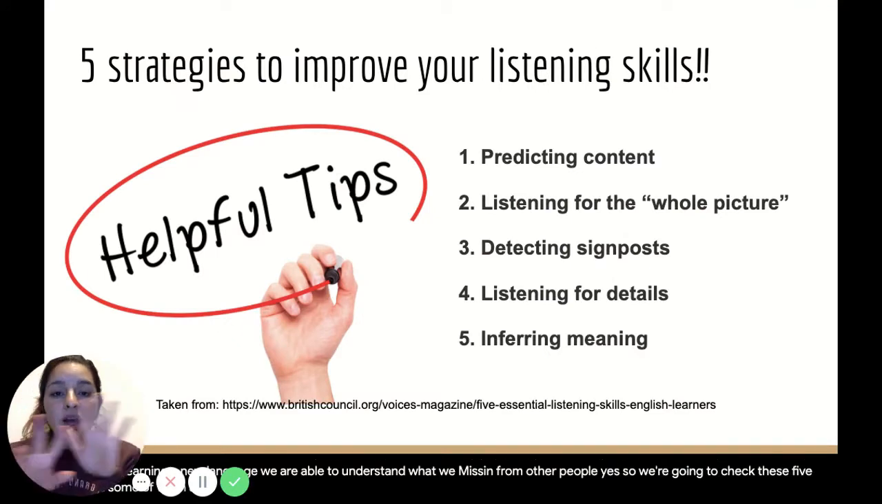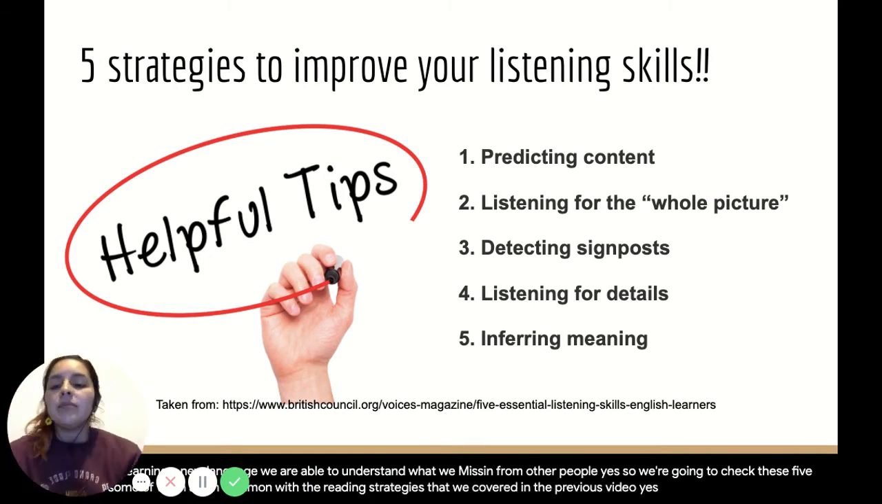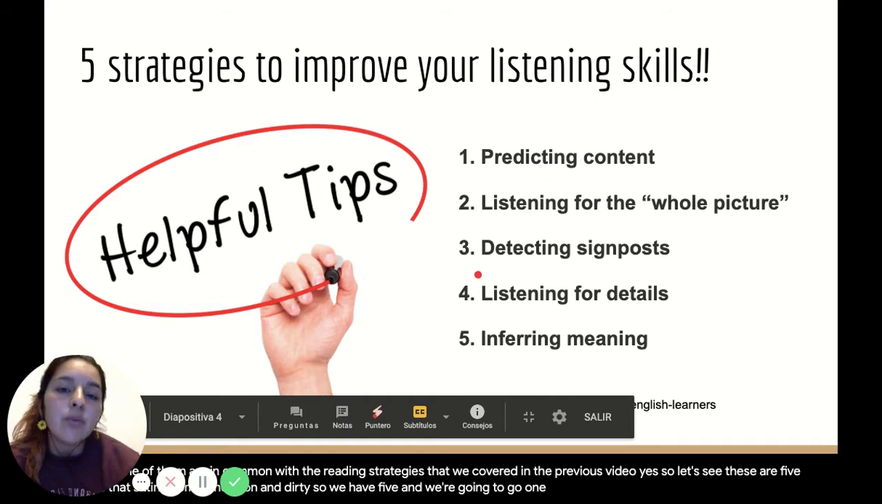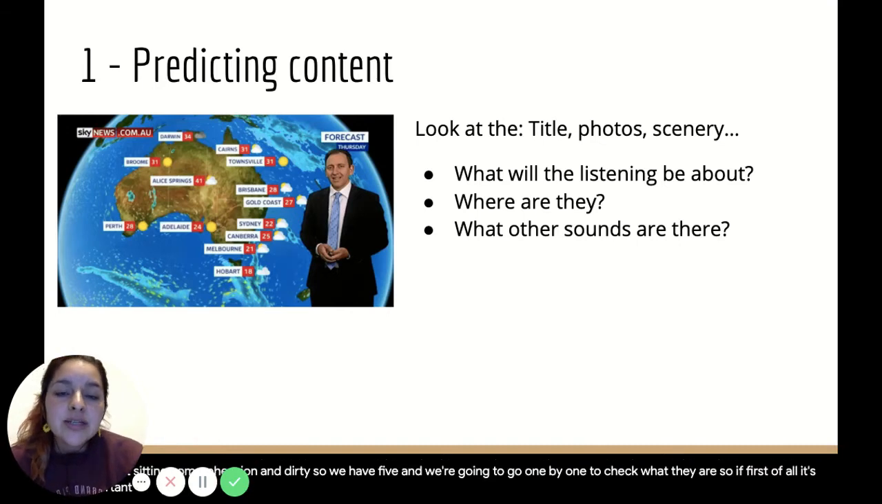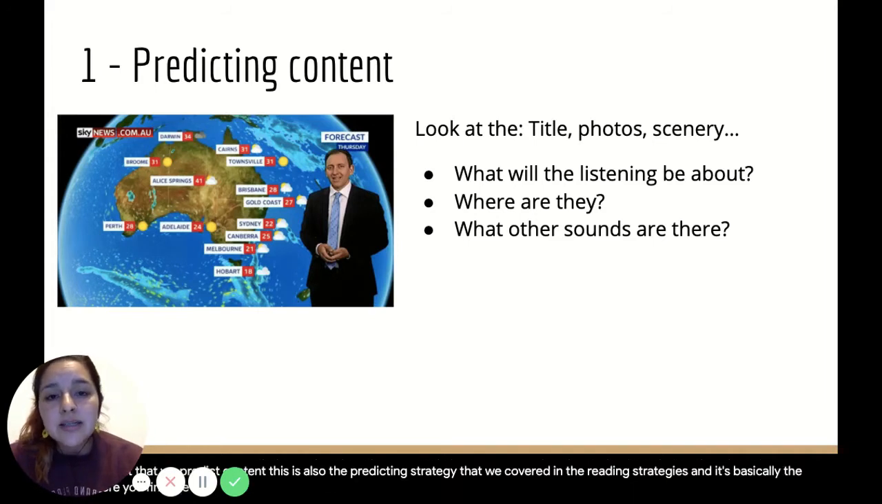So we're going to check these 5 strategies. Some of them are in common with the reading strategies that we covered in the previous video. These are 5 strategies that might be helpful for you in your listening comprehension journey. We're going to go one by one to check what they are. First of all, it's very important that we predict content. This is also the predicting strategy that we covered in the reading strategies. It's basically the same.